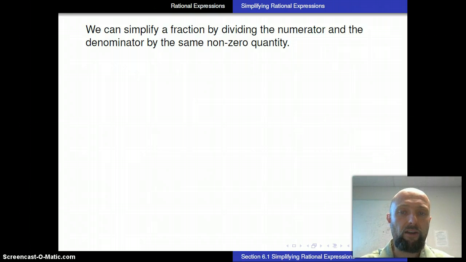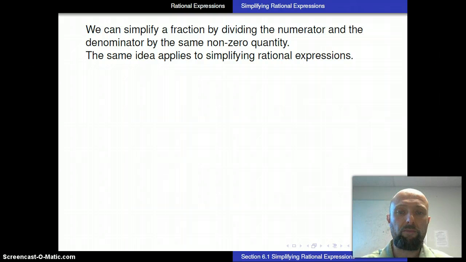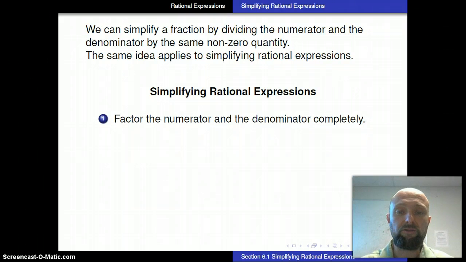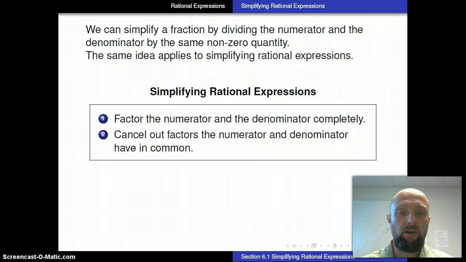We can simplify a fraction by dividing the numerator and the denominator by the same non-zero quantity. The same idea applies to simplifying rational expressions. So here's a strategy to simplify rational expressions. We factor the numerator and the denominator completely. We cancel out factors the numerator and the denominator have in common.